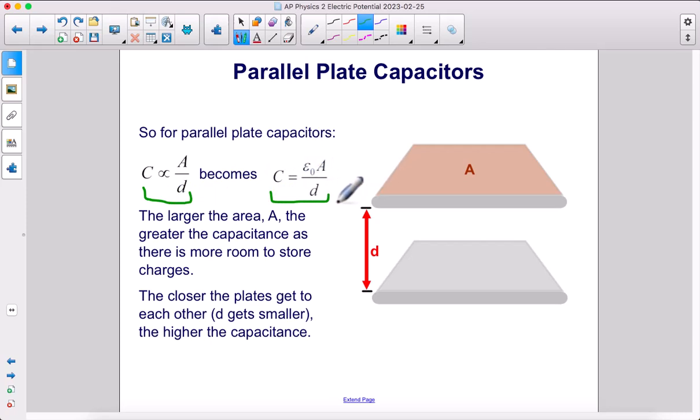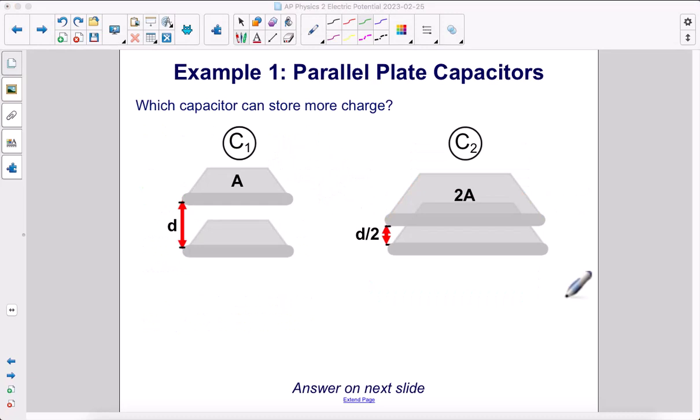The larger the area, the greater the capacitance, as there's more room to store charges. The closer the plates get to each other, so d decreases, the higher the capacitance. Example 1. Which capacitor can store more charge?